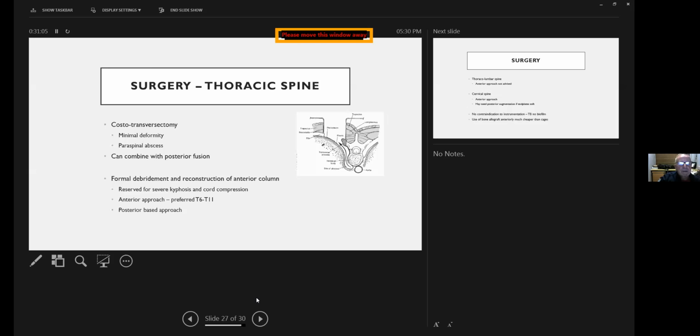Okay, then just with regards to the surgery, what do you do if you've got a patient who has minimal deformity but a large paraspinal abscess in the thoracic spine or thoracolumbar spine? You can do posterior surgery using a costotransversectomy, which is an image that I've tried to put on the screen, and you could combine that with a posterior fusion. Formal debridement and reconstruction of the anterior column is reserved for severe kyphosis or predicted kyphosis and cord compression which is not responding to medical care. And certainly Cape Town, and we the same at Frere, would prefer a thoracotomy anterior approach if it was involved between T6 and T11. But you can also do a posterior based approach, and you can access the front of the spine through the back, but you do have to sacrifice a couple of nerve roots.